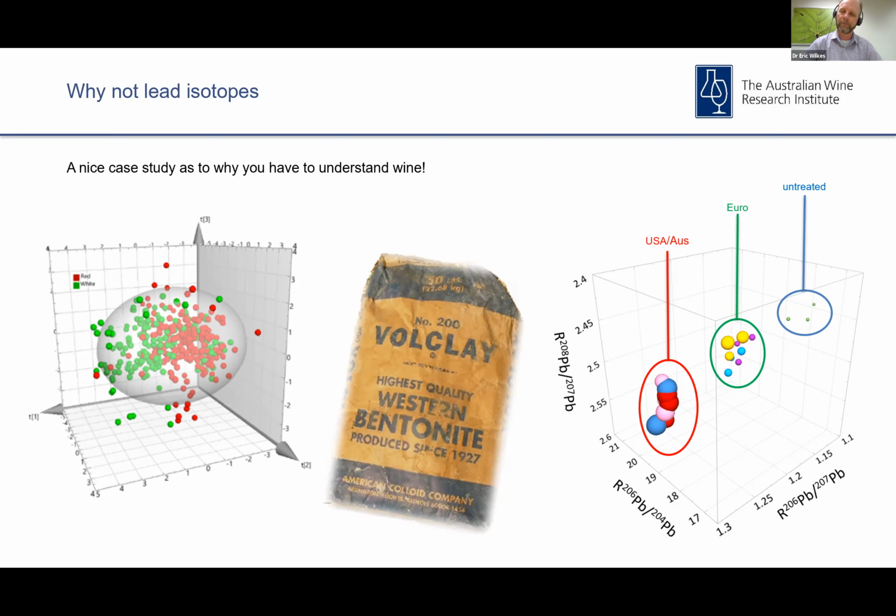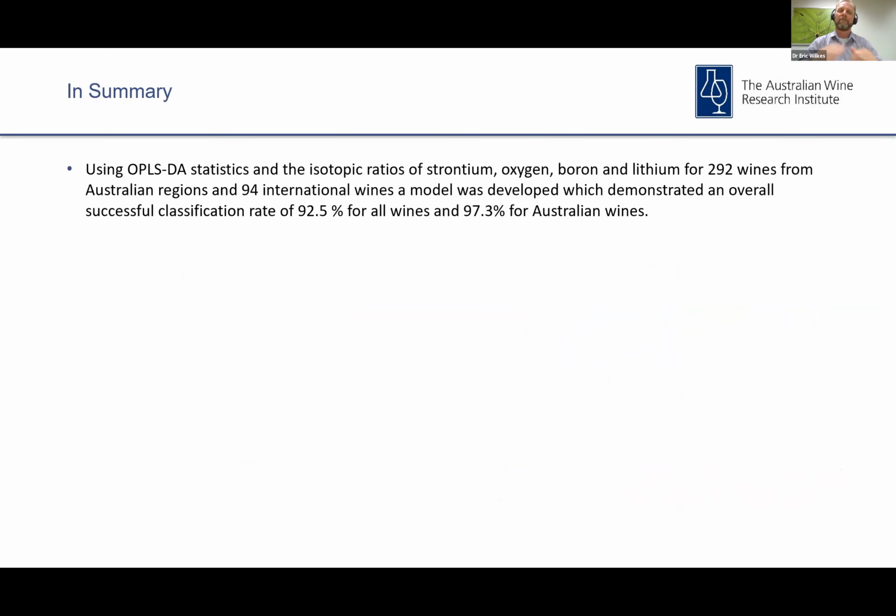So in summary, yes, using advanced statistics and isotopic ratios of strontium, oxygen, boron, and lithium, we can say with quite good certainty whether a wine is an Australian wine or not. And I think this is an important outcome and a really important tool available to the industry.